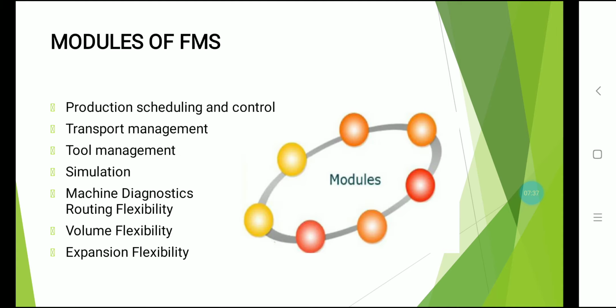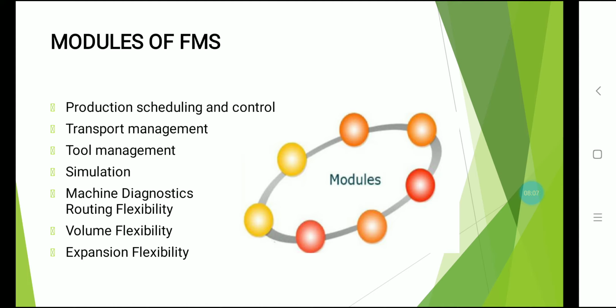Next is the models of the flexible manufacturing system. What are the models of flexible manufacturing system? The first one is production scheduling and control. Production scheduling and control is very important for flexible manufacturing systems. It schedules the various production operations in the manufacturing system and is controlled by computer systems.